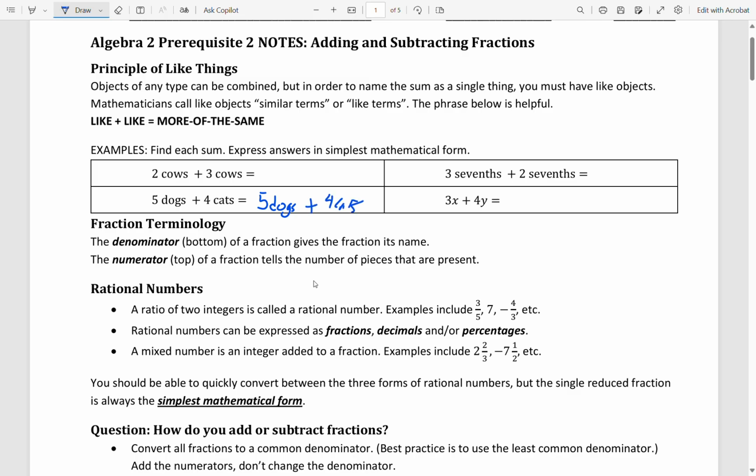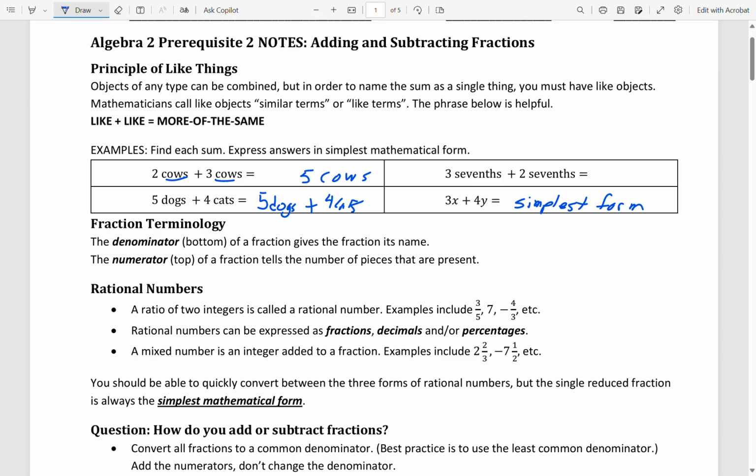But what if I have 2 cows and 3 cows? Like plus like is more the same. Cows plus cows is how many cows? Well, I'd have 5. By the same token, 4x and 3y is already in simplest form. That's all I would say. Simplification is whenever I can give the fewest terms but equal value. That's already the fewest terms I can make.